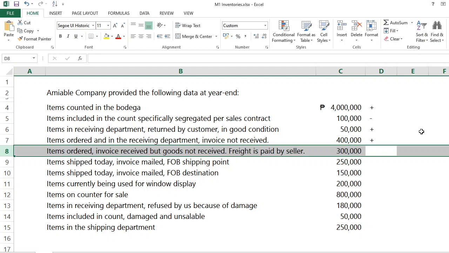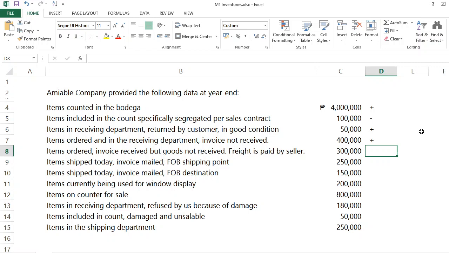Next, items ordered, invoice received. Ayan. This time, nauna yung resibo. Pero, ang goods wala pa. So, napa siya sa dagat na lutaw-lutaw. And, sabi dito, freight is paid by seller. Ay, si seller pala nag-shoulder. Kinsa man ta dire? Buyer ta, di ba? Kay kita ang nag-order. So, kung si seller nagbayad sa resibo, hindi. Sa kanya, hindi natin yan pag-aari.